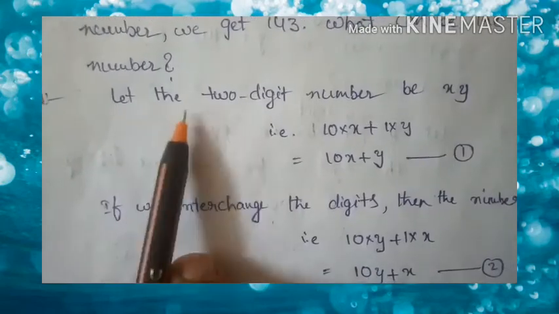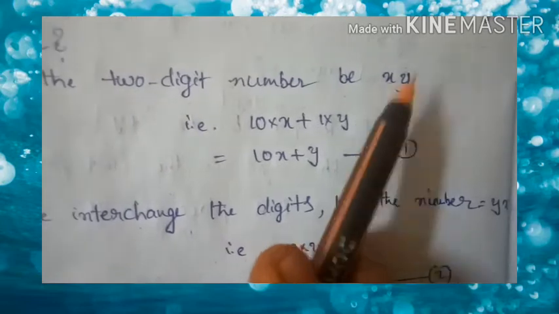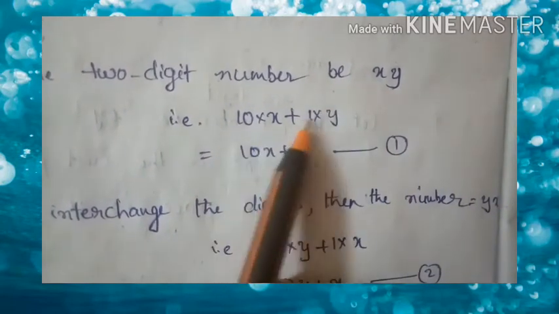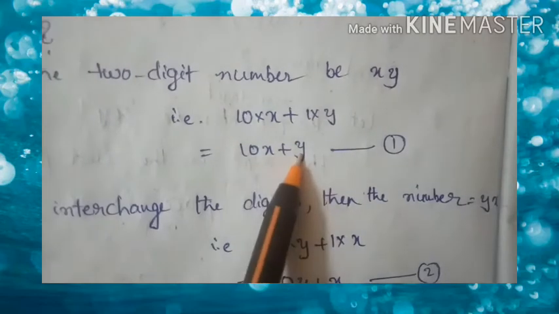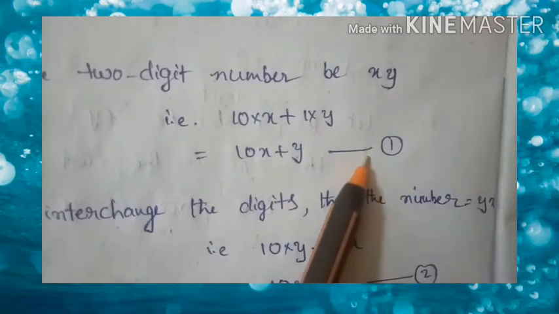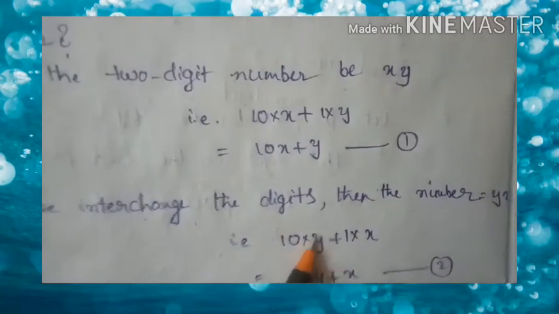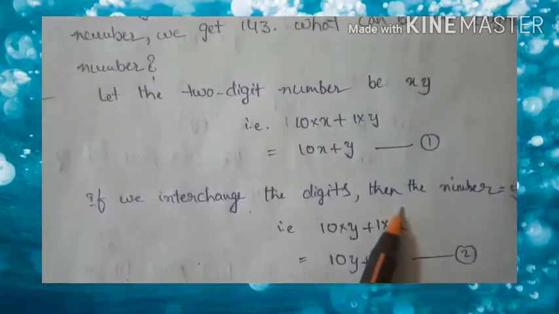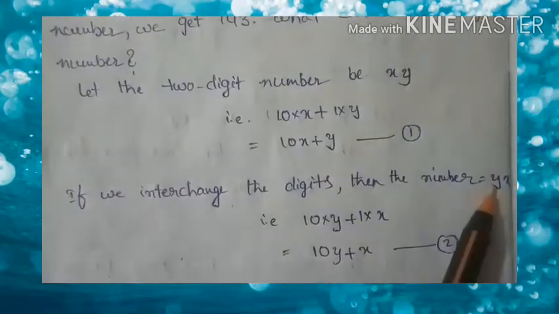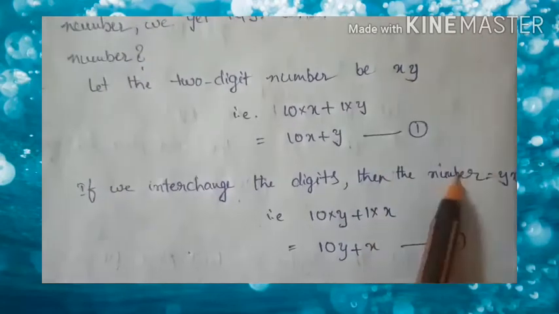Clear? So let's see. Let the 2-digit number be xy. In the general way, that means the usual form, how can you write? 10 into x plus 1 into y. That means 10x plus y. Take this as 1. If you interchange the digits, then the number becomes yx.